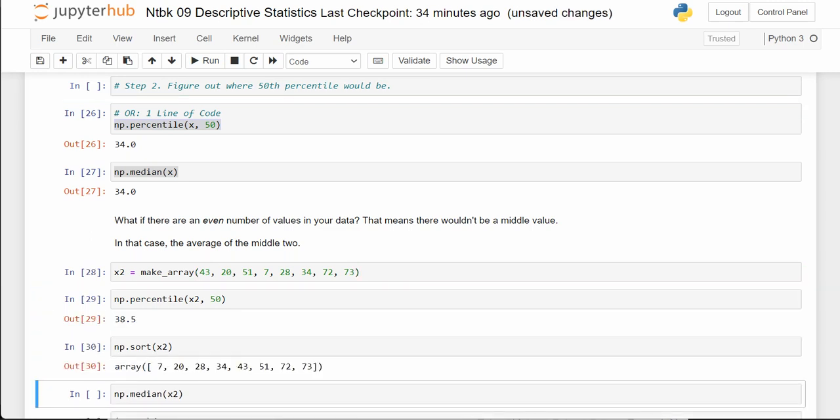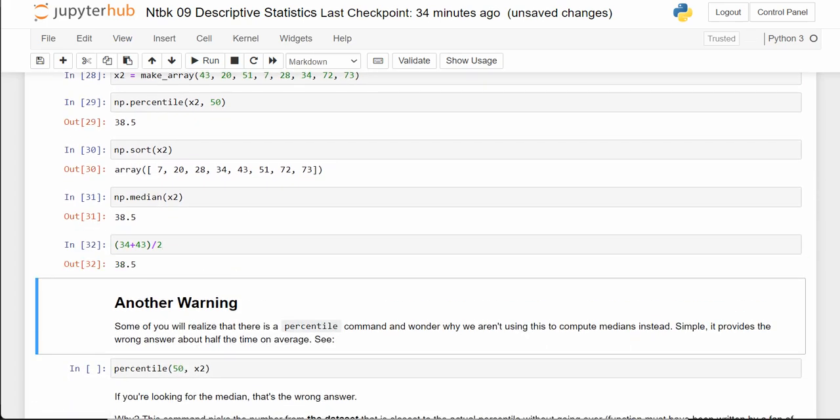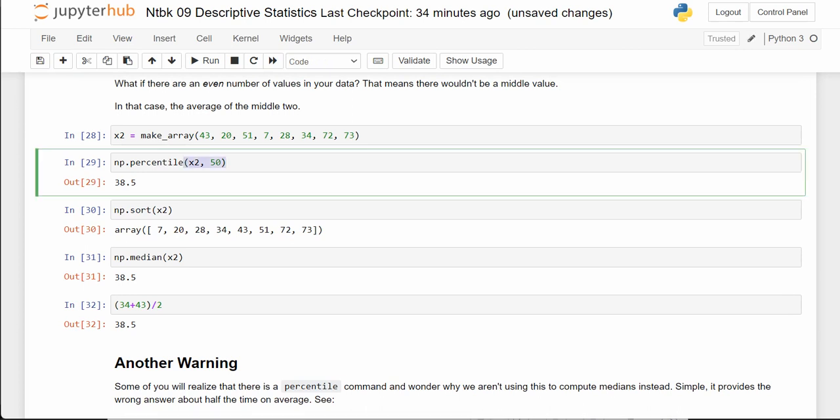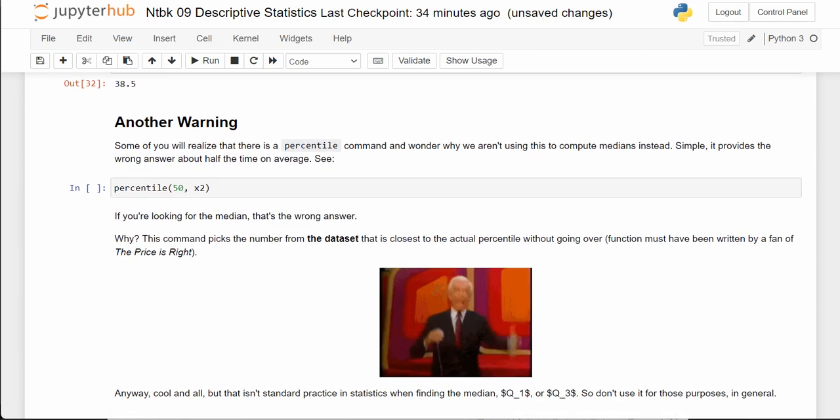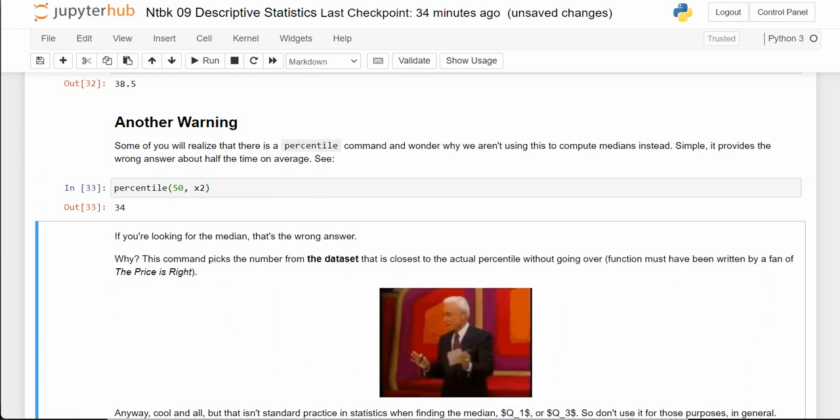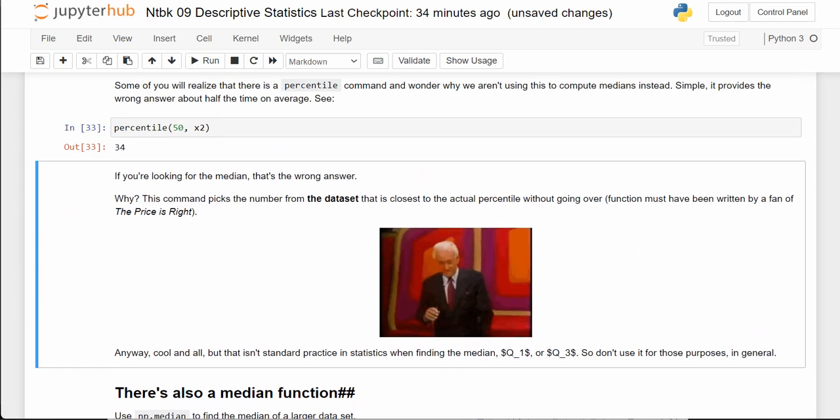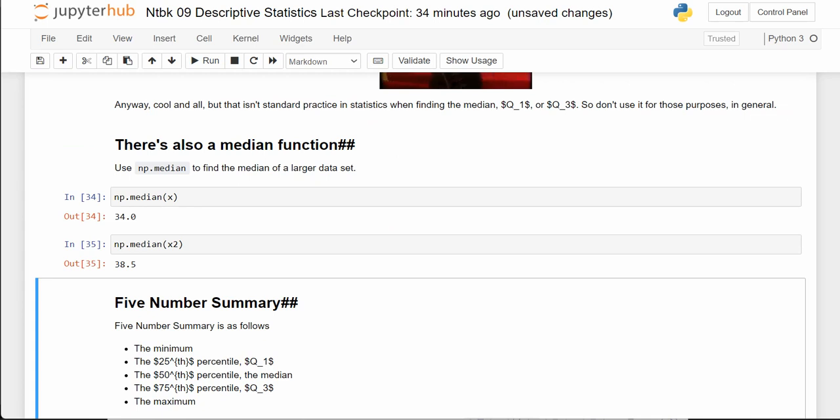Okay, why? Well, there's this problem that sometimes we have to average the two in the middle. Now, it sometimes is fine, right? But our recommendation is to use np.median rather than the 50th percentile. Okay, and this one is an example of where we get 34 if we do the percentile. We do the median. And so different ways to go.